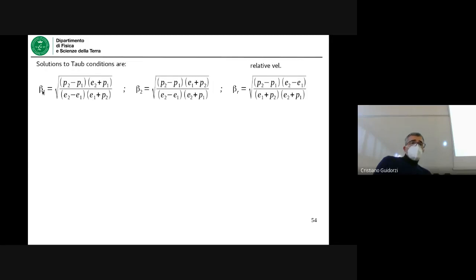two velocities, beta 1 and beta 2, which I remind you are the velocities of the corresponding fluid in the comoving frame of the shock. So it's a velocity relative to the shock. And here beta r is the relative velocity between the two fluids, the velocity you measure for one fluid when you are moving with the other fluid. Well, the absolute value, of course, this is a positive quantity. And you see that all of them are expressed as a function of the corresponding pressures and energy densities.